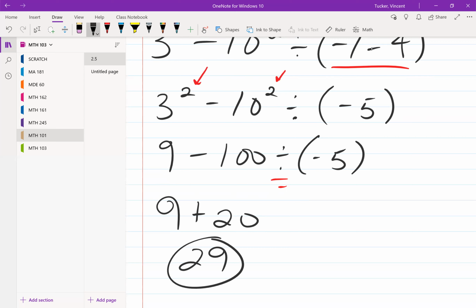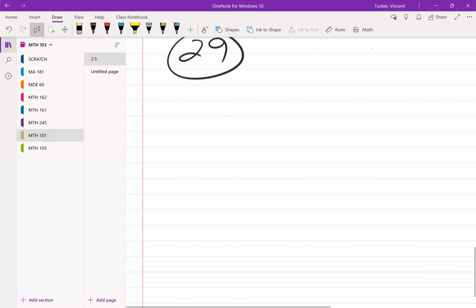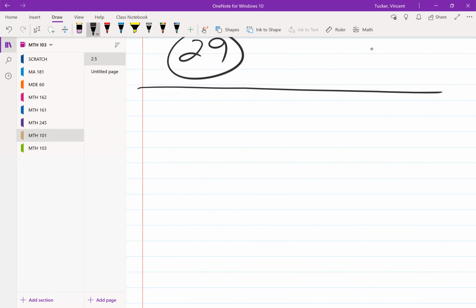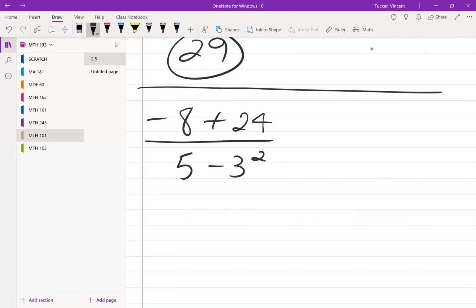Do a couple more. Make sure we're all right. So here we have -8 plus 24, minus 3 on the denominator. And on top, we have these symbols of absolute value. So what we would do with this type of problem is that we can simplify the numerator as much as possible, simplify the denominator as much as possible, and then bring those together.